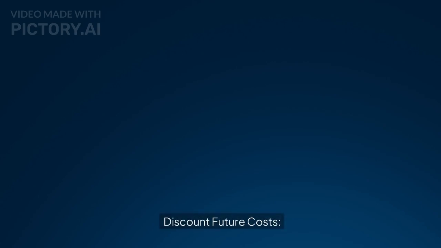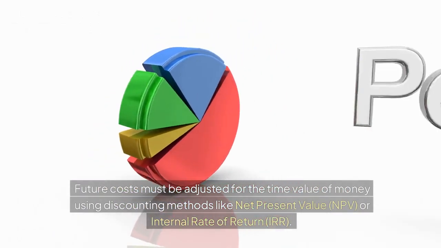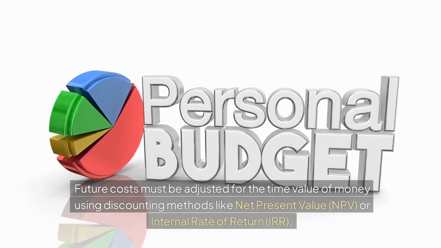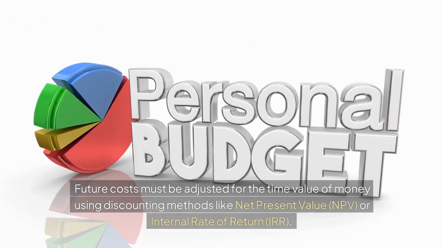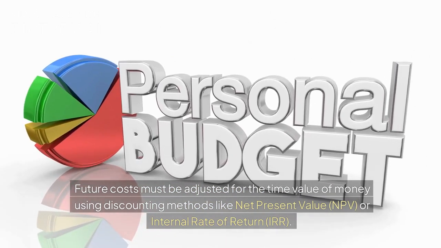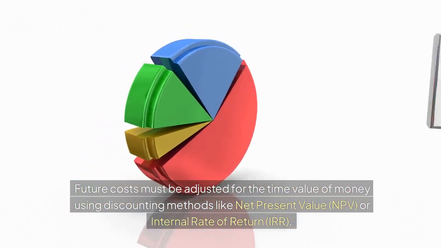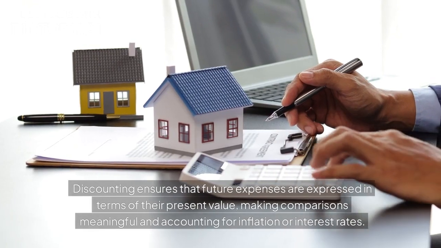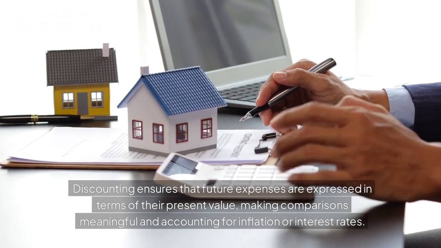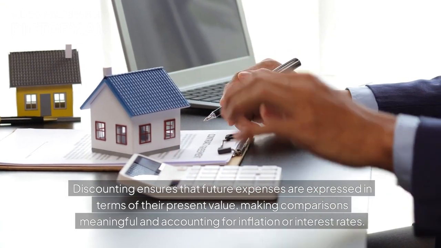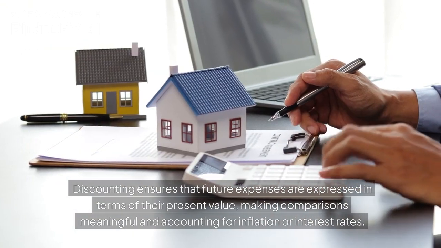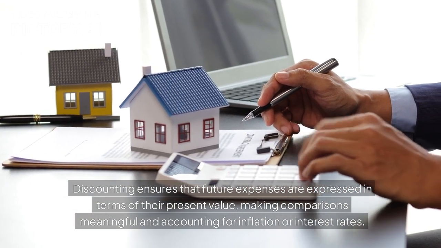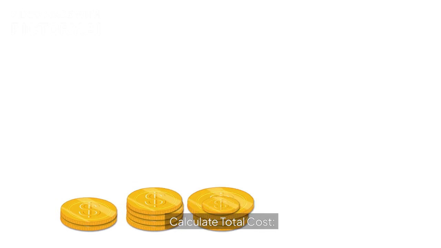Discount future costs. Future costs must be adjusted for the time value of money using discounting methods like net present value, NPV, or internal rate of return, IRR. Discounting ensures that future expenses are expressed in terms of their present value, making comparisons meaningful in accounting for inflation or interest rates.